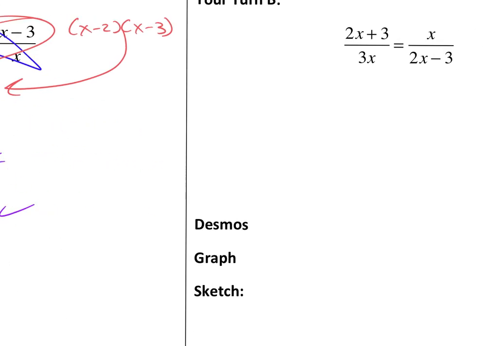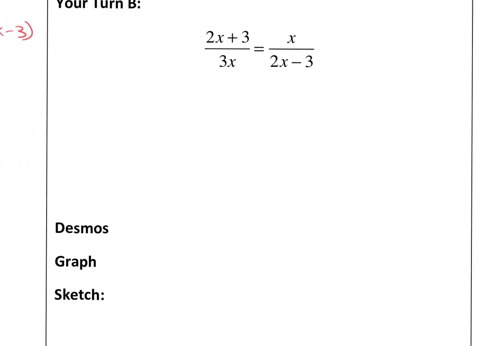Okay, one more for you to try here. Again, go ahead and cross multiply, combine like terms, and then do what you need to do to solve for x, and don't forget to check your answer. Hit pause now and then check back in to see how you did.